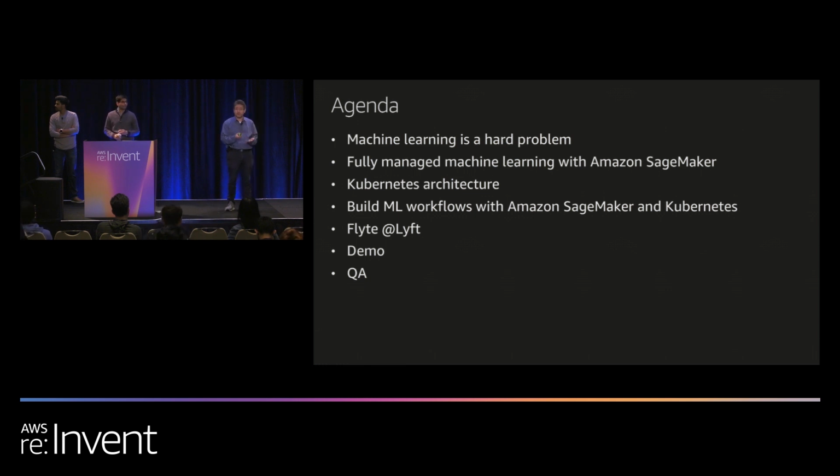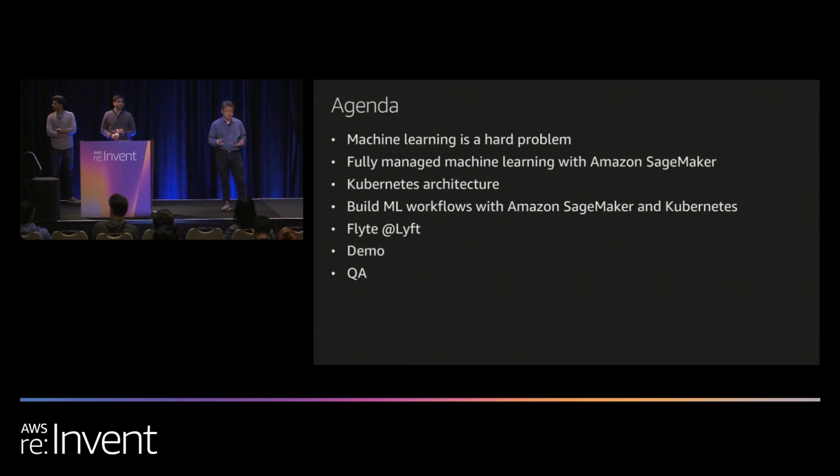And after that, we'll do a quick review of Kubernetes and its architecture, and follow that with an introduction of the SageMaker operator, and see how that can be used to build a workflow using both Kubernetes and Amazon SageMaker. We'll then have Ketan share their story on how to use Amazon SageMaker and their Flyte system to essentially build an end-to-end machine learning workflow using both tools. We'll have a short demo afterwards, and we'll also leave some time for Q&A. Okay?